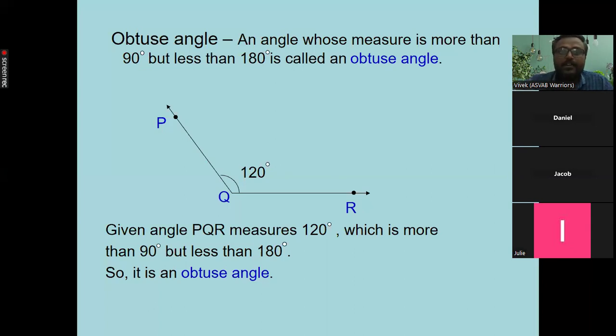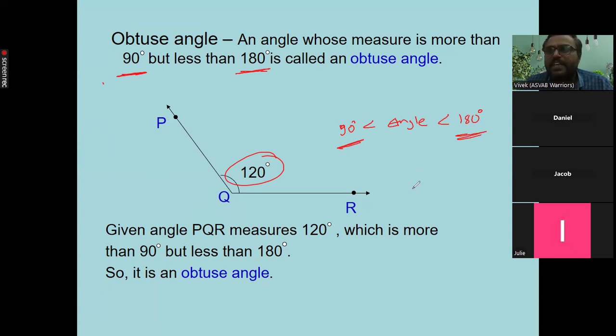Yep, I got it. Now, an obtuse angle is an angle which is greater than 90 degree but less than 180 degree. I'll repeat again. The angle is less than 180 degrees but greater than 90 degree. So what do we have here? We have 120 degree, which is of course greater than 90 degree and less than 180 degree.